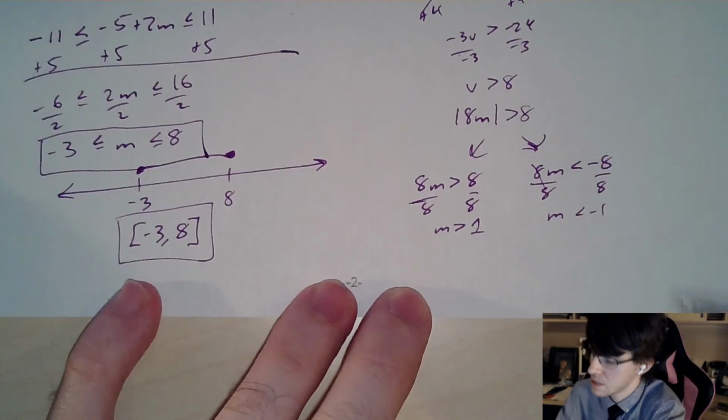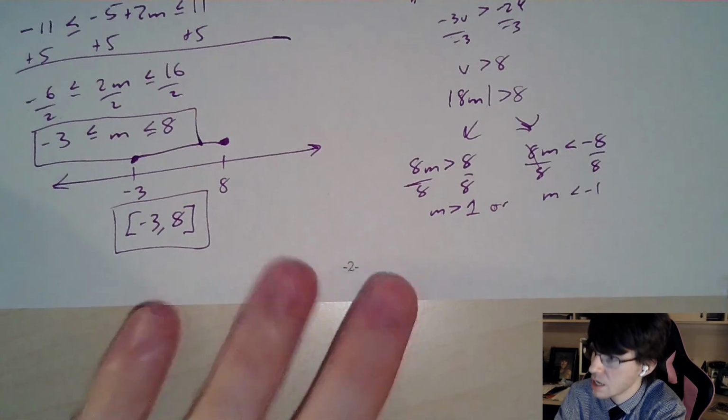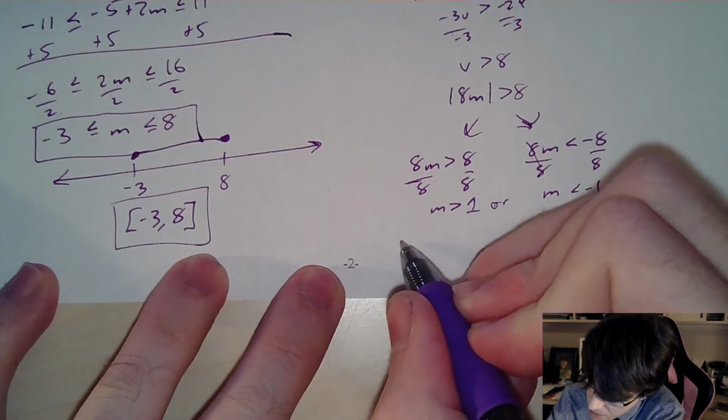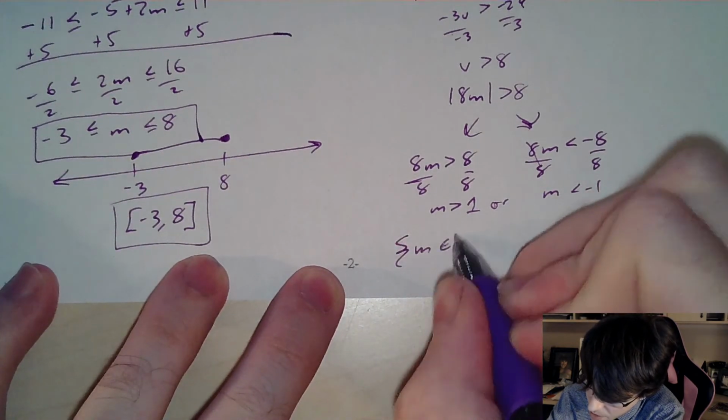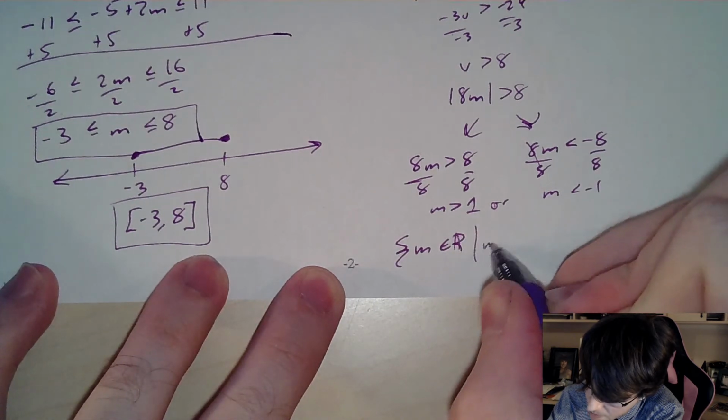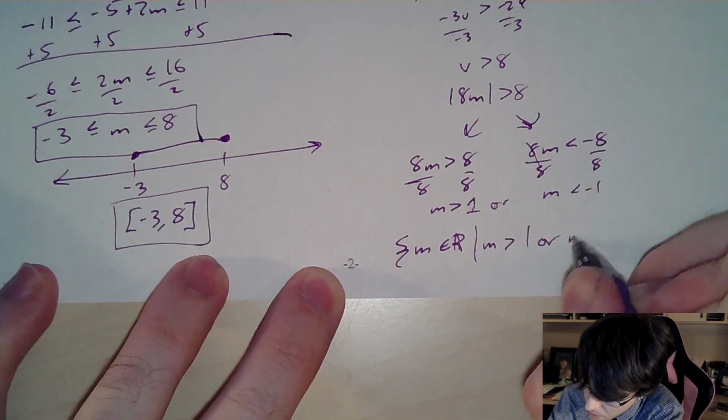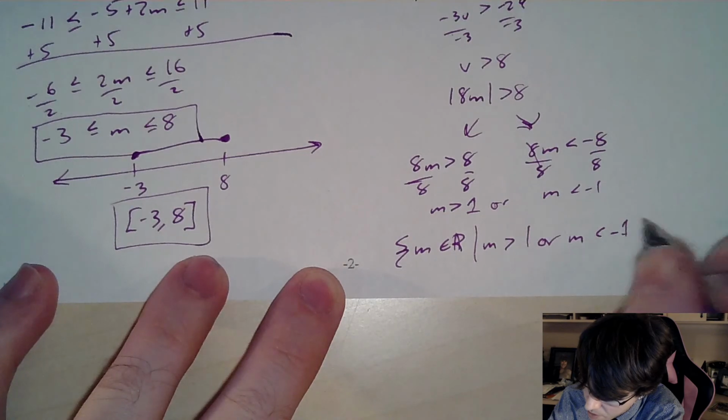Divide everything by 8. The word or is in the middle. And because it is a set builder, we're just copying pretty much. So m element of the real numbers such that m greater than 1 or m less than -1.